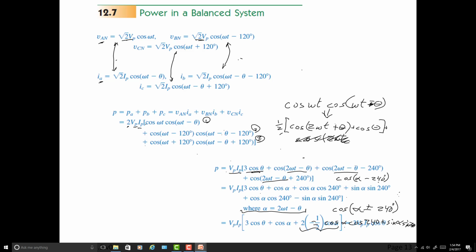Because all of this resulted from what? I'm going to lose a lot because I have the sine of 240 and cosine of 240. Those are going to be fixed numbers, right? So I'm going to gain some and lose some in there, and you really have to just follow all that math through. I'm not going to do it here, but a whole lot of this collapses to be 2 times minus 1/2 cosine of alpha, where alpha is the 2 omega minus theta.